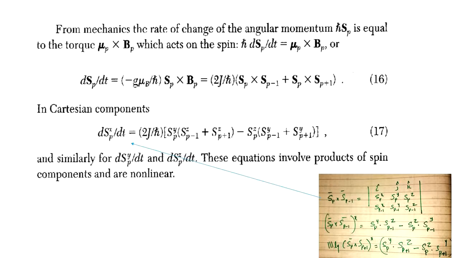Similarly, for Sp cross Sp plus 1, the x component will be this one, and on substituting here we can write the x component of dSp by dt as this term. We simply substituted that. And similarly, we can calculate dSp by dt, the y component, as well as the z component. So these equations will involve the product of the spins, as you see here.